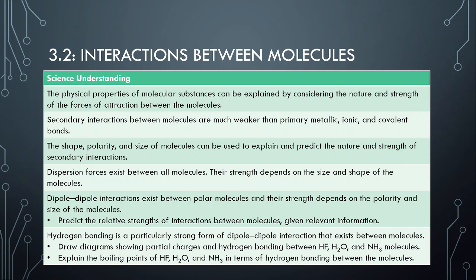And finally, you will have hydrogen bonding. It is a particularly strong form of dipole-dipole interaction that exists between molecules. You need to be able to draw diagrams showing partial charges and hydrogen bonding between HF, H2O, and NH3 molecules. You also need to be able to explain the boiling points of hydrogen fluoride or fluoric acid, water, and ammonia in terms of hydrogen bonding between the molecules. Now I'm going to jump to slide 9.